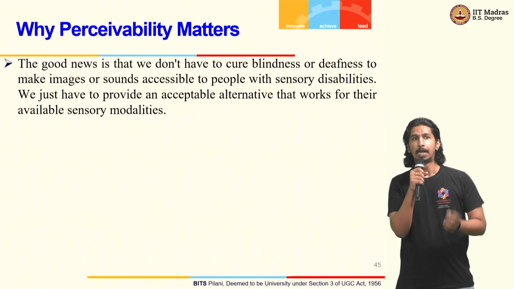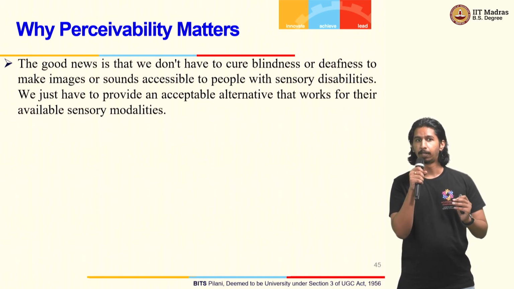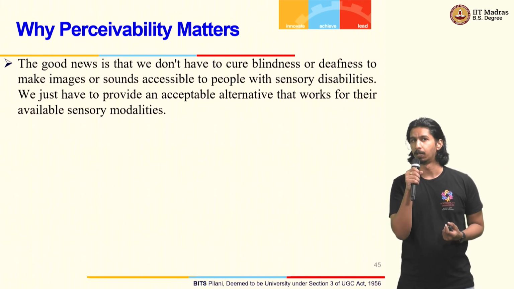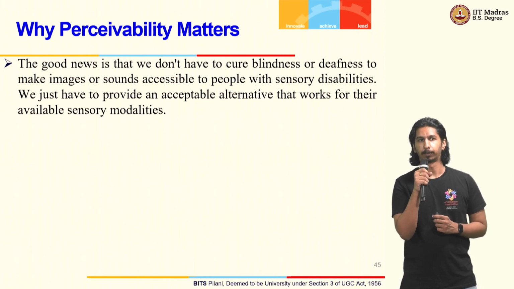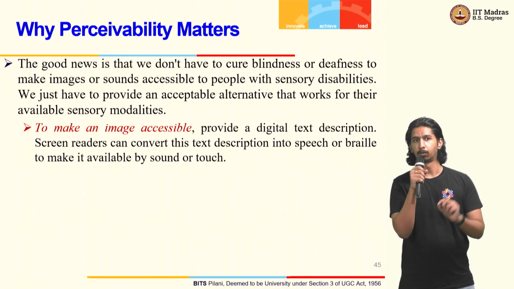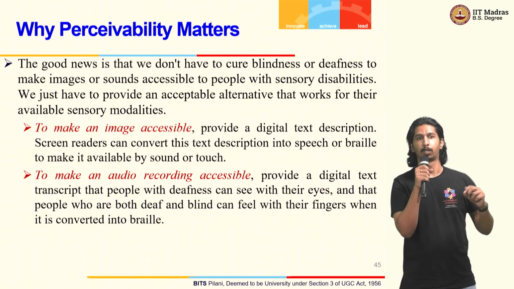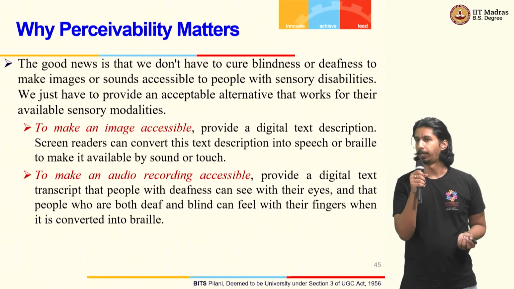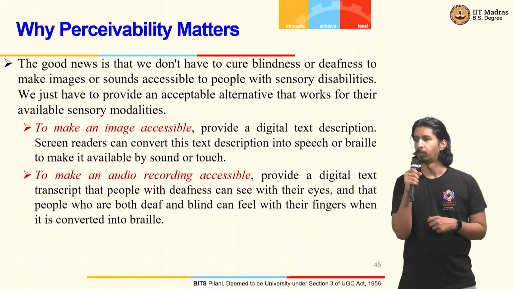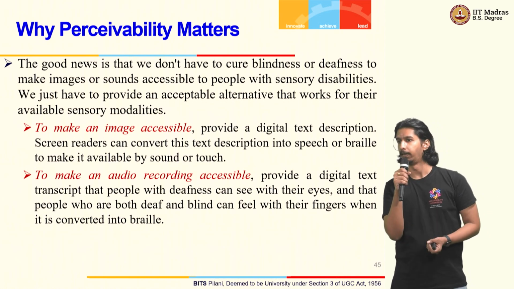If you read this first para, it is good news that we don't have to cure blindness or deafness or any of these. It is only that while we create these solutions, images and sounds need to be made more accessible to sensory disabilities, right? To make an image accessible, provide a digital text description so that the screen readers can read. And to make an audio recording accessible, give its corresponding transcript or captions and so on, right? So podcast, right? Someone who is not able to hear a podcast, someone who is deaf, they can go ahead and read its version, right? What are the two people talking about, right? The transcript, they can go ahead and read it.